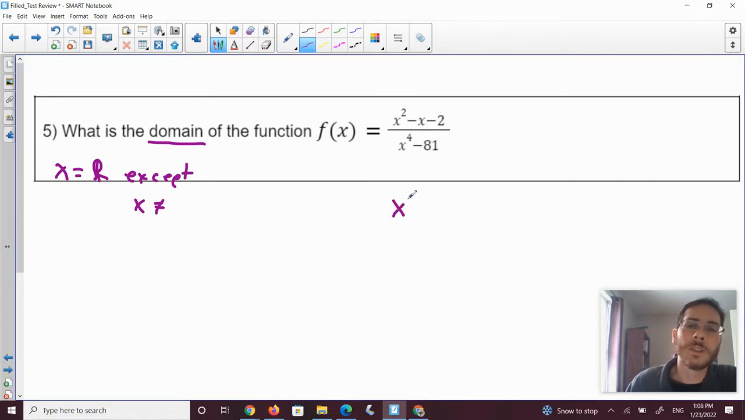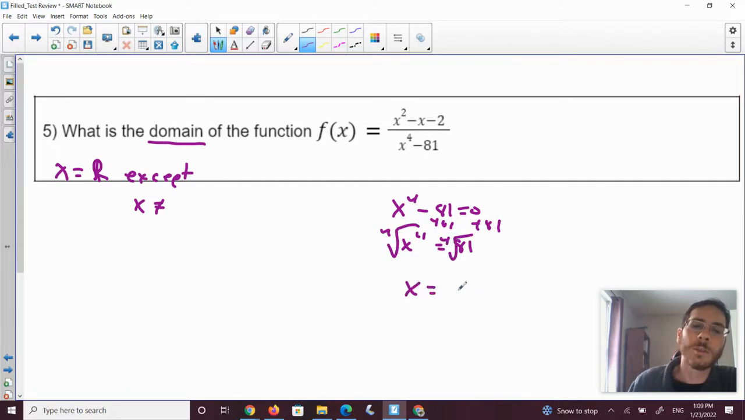So let's set this equal to 0 first. x to the 4th minus 81 equals 0. Add 81 to both sides. So we get x to the 4th equals 81. We can 4th root both sides to get x equals plus or minus 3. So again, since this is an even root, since I'm doing a 4th root, I do need the plus minus here again. So it looks like I'm going to pick plus and minus 3.